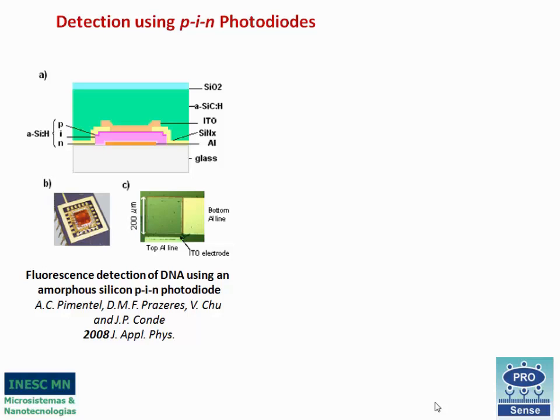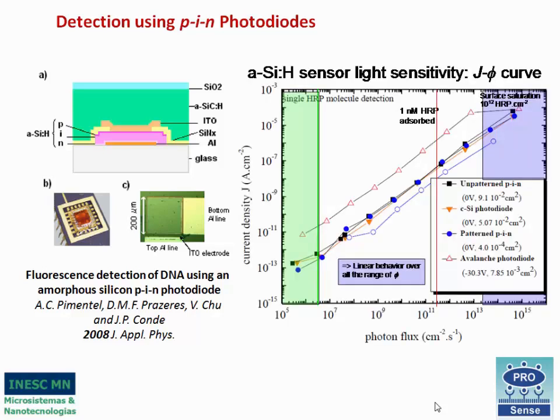Here you see a photodiode chip carried in a chip carrier, and also an optical micrograph of the 200 by 200 device, which is the array that we would be using as well. Here we show the response of photon flux to current density, and we show a linear response that is witnessed over a range of the flux being measured, and here you see the single molecule level until the surface saturation that is going to be reached.